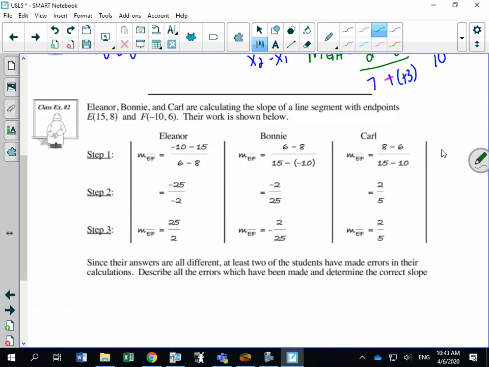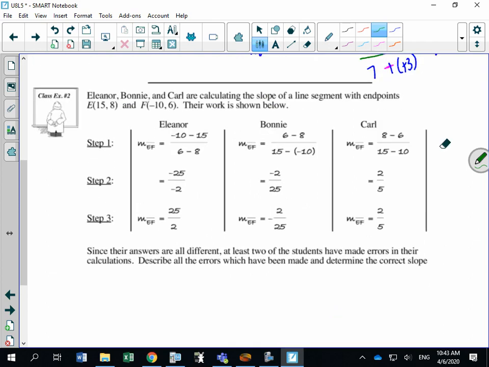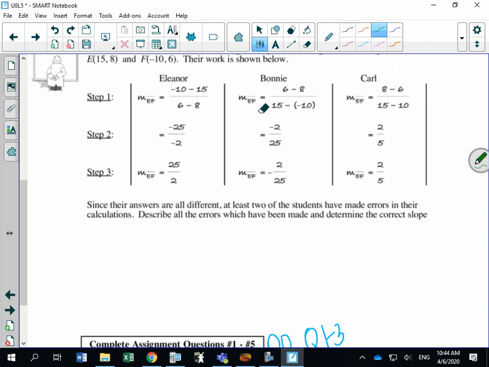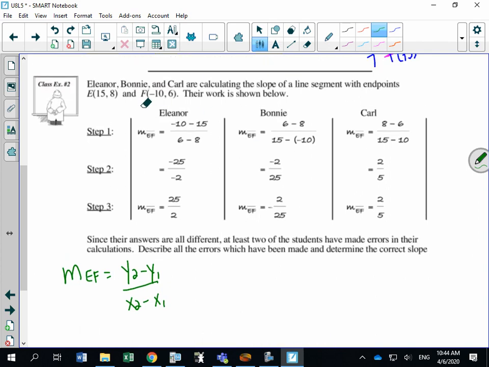Okay, let's look at class example 2. And this will actually be the last class example, and then I'm just going to get you to practice. Eleanor, Bonnie, and Carl are calculating the slope of the line segment with these endpoints here. So slope of line EF. So without even looking at their work, we're going to actually calculate what the slope of EF is. y2 minus y1 over x2 minus x1. So I need 2 points. They've given me 2 points.